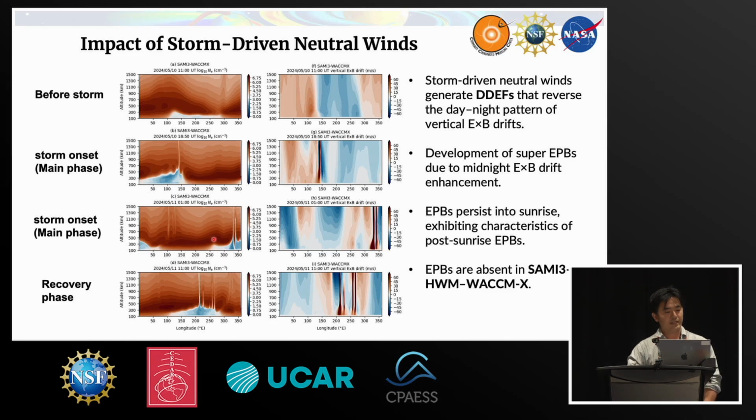During the main phase, you still can see very significant super plasma bubbles that penetrate to about 2,000 kilometers high. During the recovery phase, again, we see a continuous distribution of plasma bubbles. These are post-sunrise bubbles that persist throughout the day. We also tried to conduct SAMI3 HWM and WACCM-X simulations, which means we use the winds from the Horizontal Wind Model and composition from WACCM-X, but we do not see any bubbles. This demonstrates that the neutral wind is a very important, critical driver to trigger those super plasma bubbles.